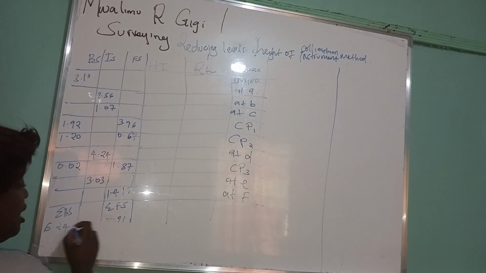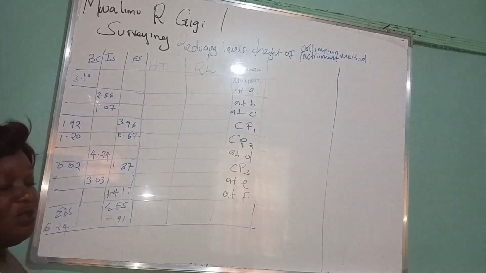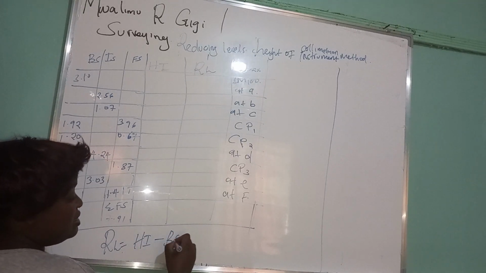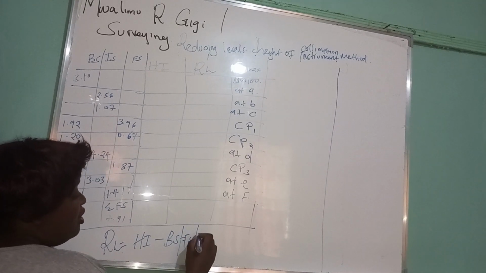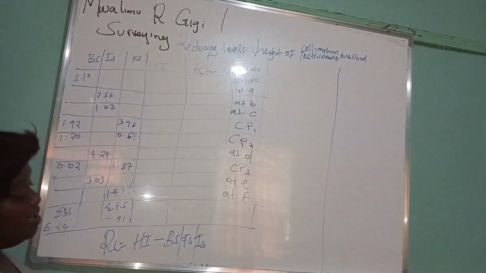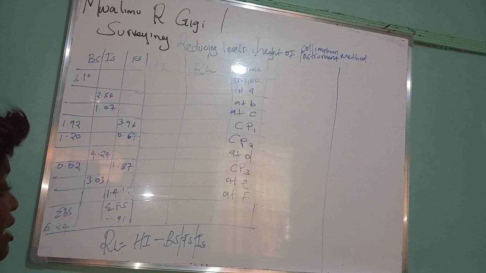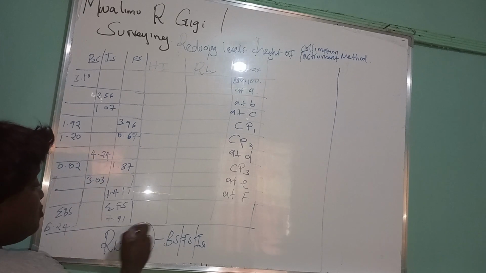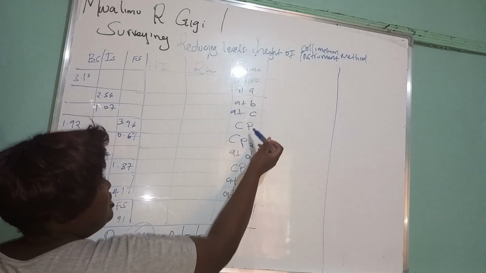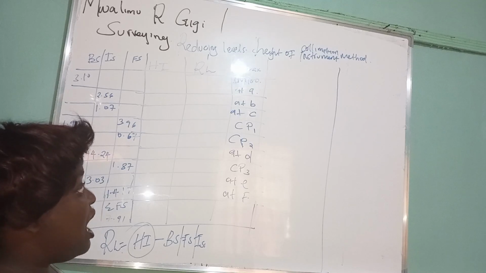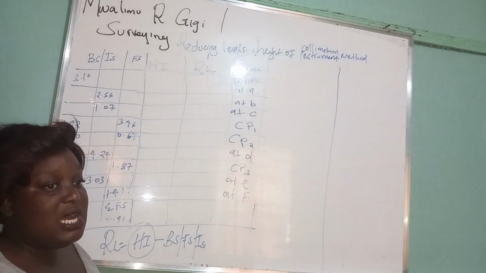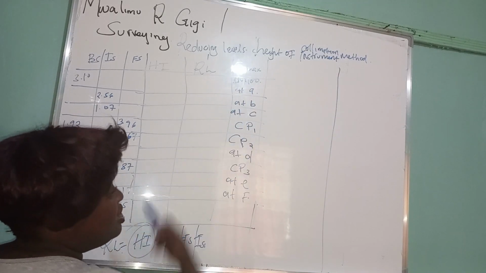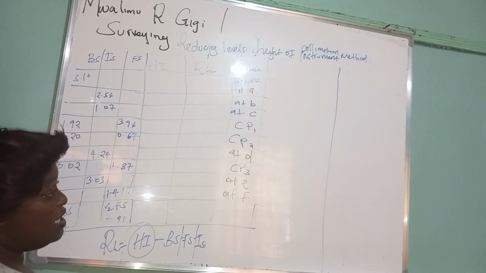So what was our formula for finding reduced level? It equals height of instrument minus backsight or foresight or intermediate sight. If you have a backsight or foresight or intermediate sight, you subtract it from the height of instrument. Here we'll have several heights of instrument, because we changed our instrument 3 times. So we have 4, in fact, 4 heights of instrument.